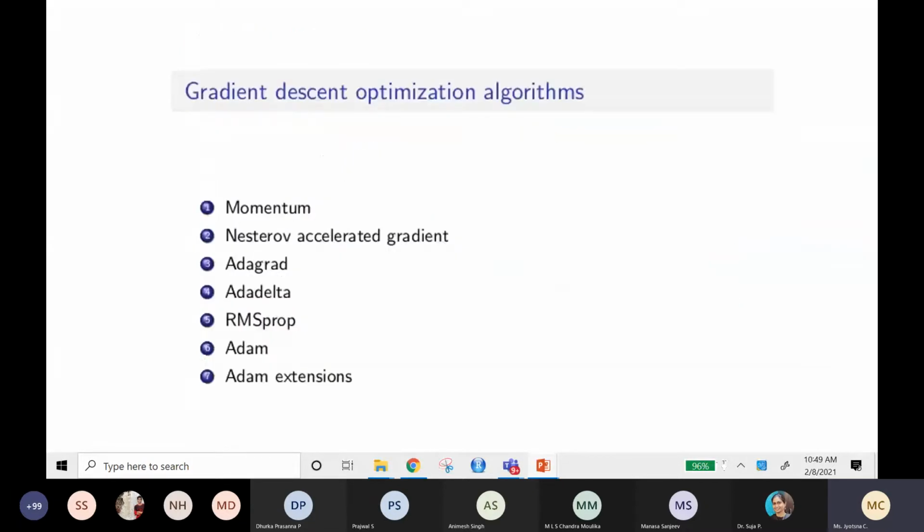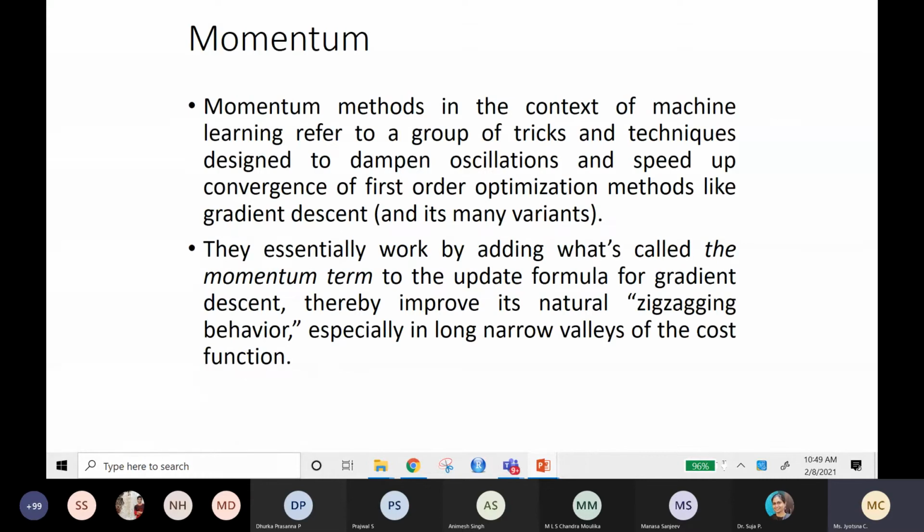We will look at some of these algorithms: momentum, Adam and RMSProp properly. Many other algorithms exist, so you can go through them. At the end of the slides, we have given many links, and you can read that content. According to your syllabus, we are mainly explaining only three commonly used algorithms. The first one is momentum.